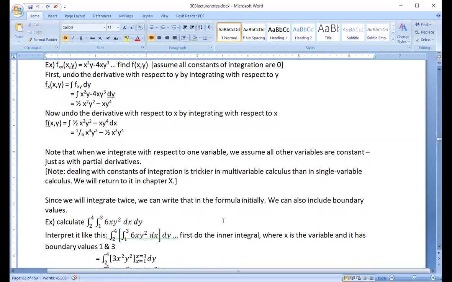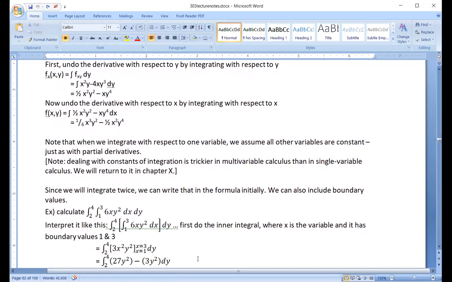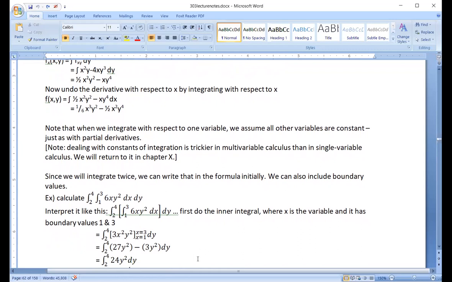So let's go ahead and do it. Integrate that dx, and you get 3x squared y squared, and then you evaluate it as x goes from 1 to 3. Notice that I'm writing x equals 1 to x equals 3 because now we've got several variables, and that's a notation that reminds us which variable we're plugging in values for. So plugging in x equals 3, you get 27y squared. Plugging in x equals 1, you get 3y squared. And then subtract, 24y squared.